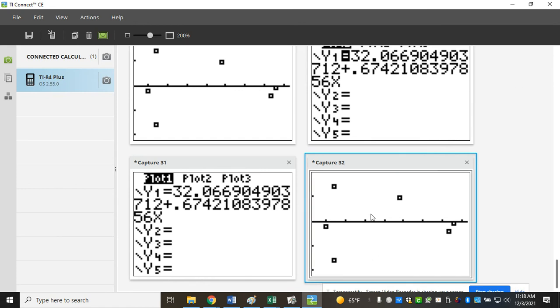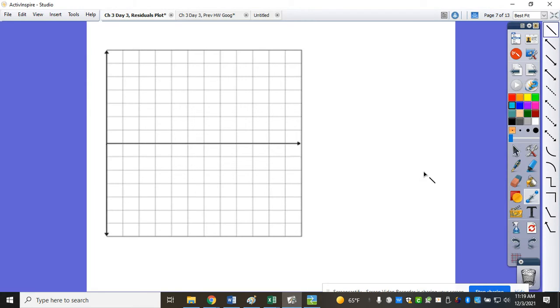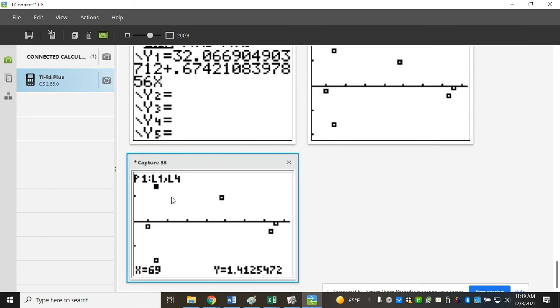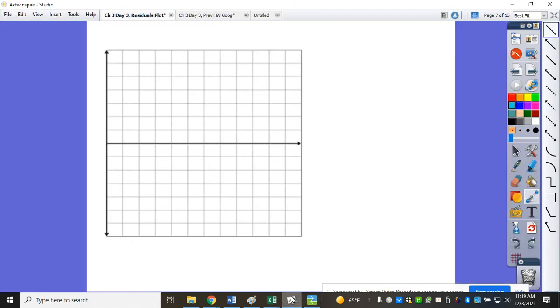All right, so our residuals plot is now going to look like this. This is what we're getting ready to graph. We are going to graph it on our paper by hand, kind of by hand. I can either take my list or my graph and do trace, tracing with every point, or I can look at my list 1, list 4 together, whichever way you want to do that. I think it's easier at this point to do trace. Right now this point's highlighted, which is an x value of 69 and y of 1.41. So let's graph this together.